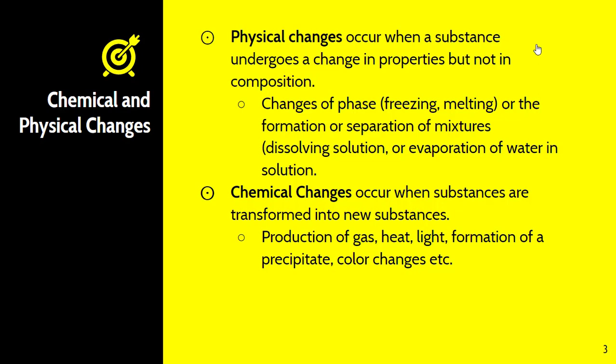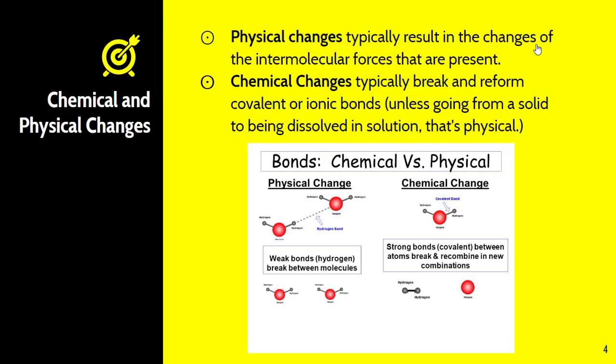Chemical changes occur when substances are transformed into new substances, and the identifiers for this would be something like a production of a gas, the production of heat, light that comes from a reaction, formation of a precipitate, which is a solid that forms in solution, color changes, etc. So be sure to keep those things in mind about the differences between a physical change and a chemical change. So I know those will pop up in some of the questions that you will get.